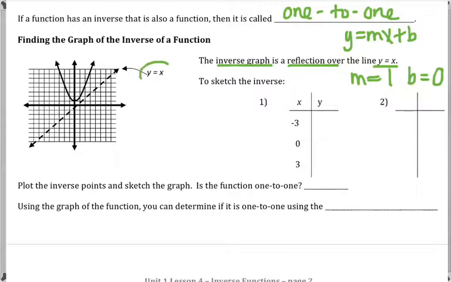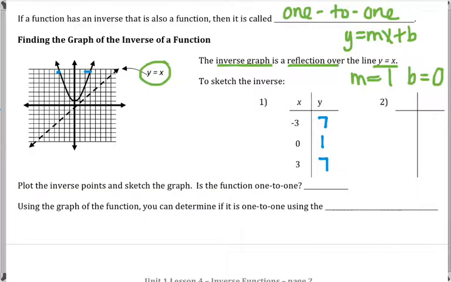So we have that graphed over here on our coordinate plane, and we also have the graph of what looks like a parabola. To sketch the inverse, the first thing we're going to do is get some points from our original function that's graphed here. In this parabola at -3, I'm going up to what looks like a 7. So -3 is paired with 7, so I'm going to write that in my table of values. 0 is paired with 1, and 3 is paired with 7.